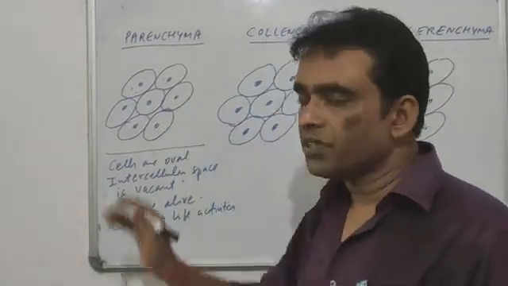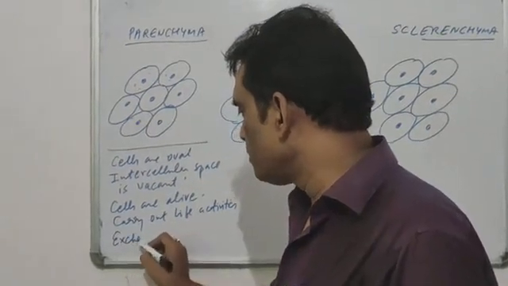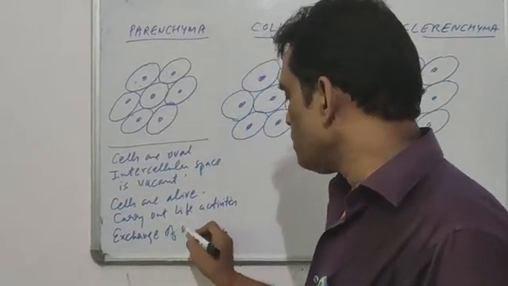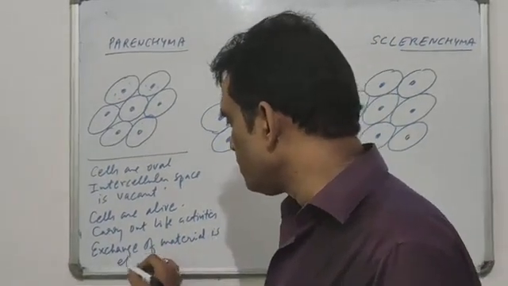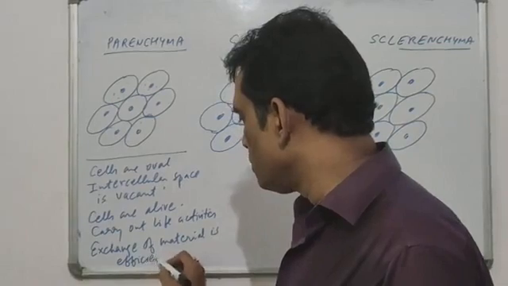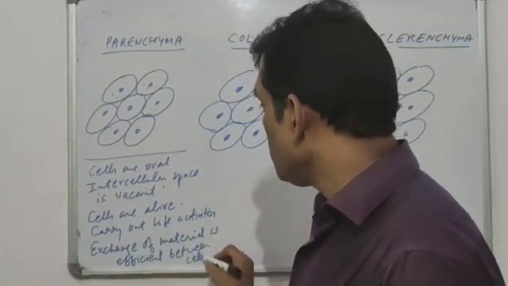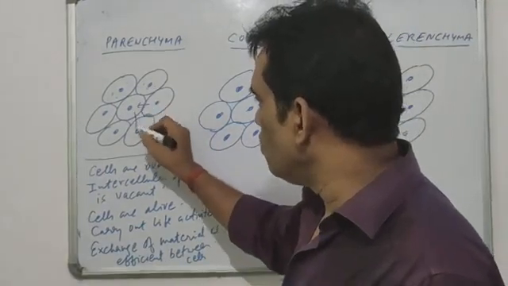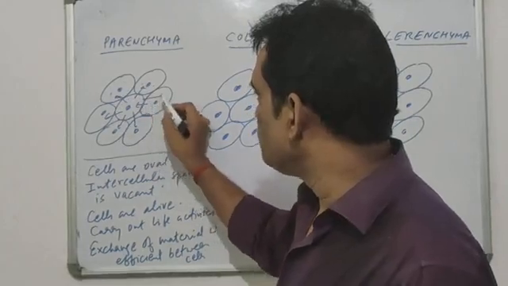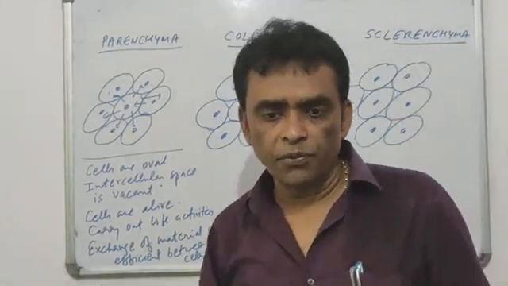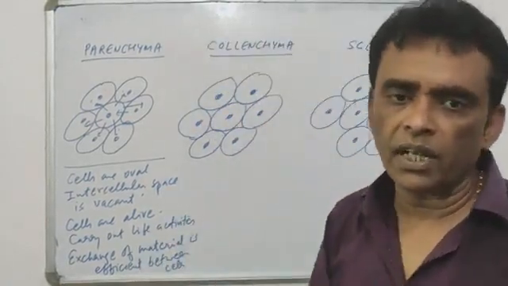All the life activities are performed by these cells, and there is exchange of material. Exchange of material is efficient, is very good between the cells. That is, all the required materials can go from one cell to another cell, from any part of the cell. Diffusion and osmosis occur between the cells very efficiently, 100%.